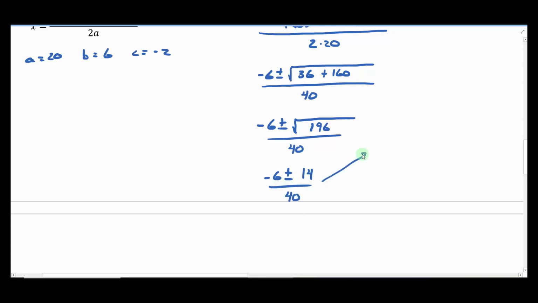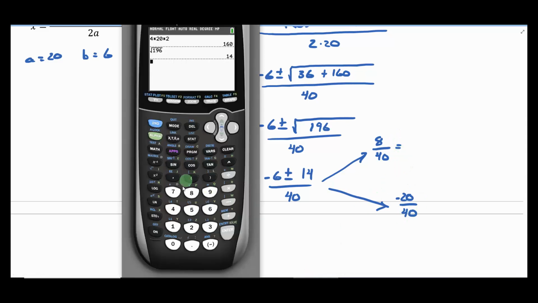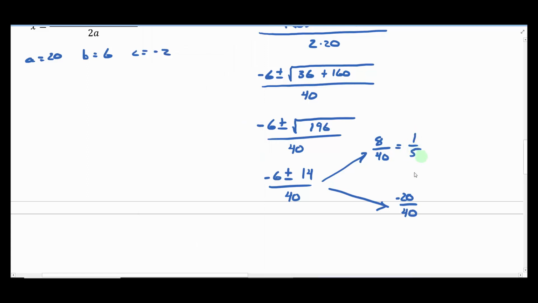I'm going to go ahead and split off into two answers here. All right, so we got -6 plus 14, so that's going to be 8. And that'll be 8 divided by 40, right? And then we got -6 minus 14, so that's going to be -20 divided by 40. And then this one, I do 8 divided by 40, and there's a 0.2, so we'll convert that back to a fraction. There we get 1/5. And then this one will be -1/2.